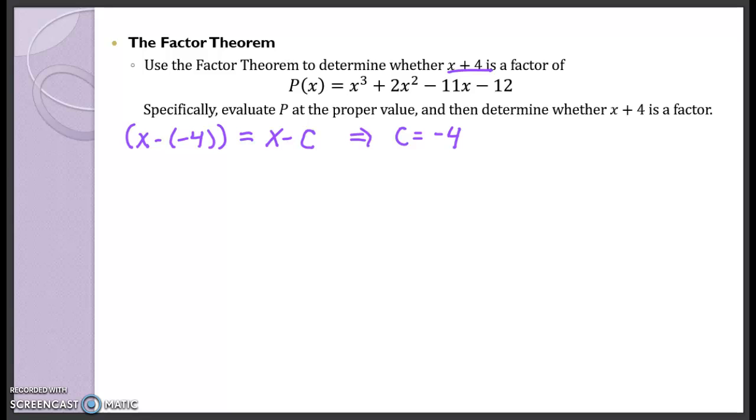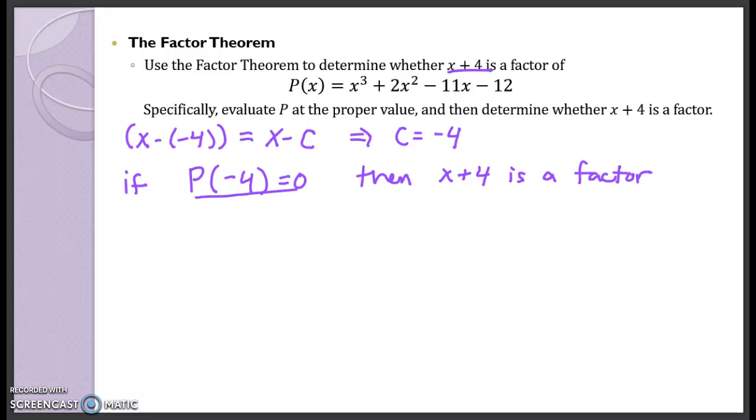So what the factor theorem says is that if the polynomial evaluated at negative 4 equals 0, then x plus 4 is a factor. Now we can evaluate this p of negative 4 easily using the remainder theorem. So negative 4 is our c value, and then we have the coefficients 1, 2, negative 11, and negative 12.